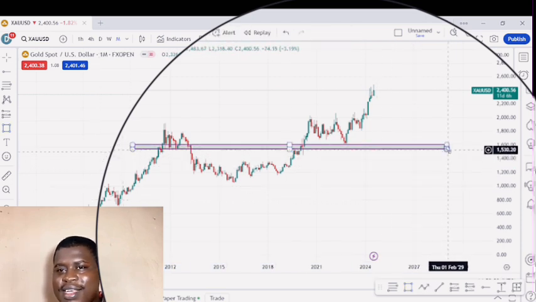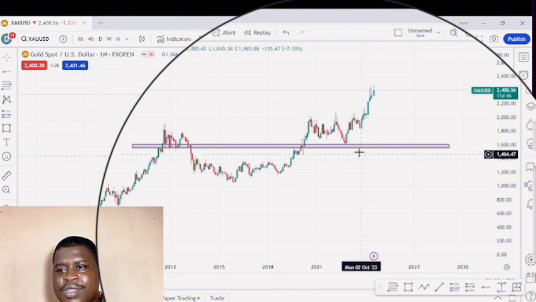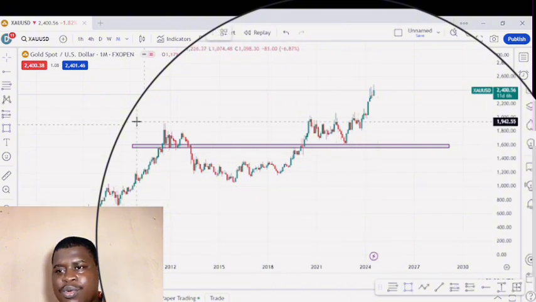So I'm on the monthly time frame. I just want to quickly plot these key levels, and I will adjust it.